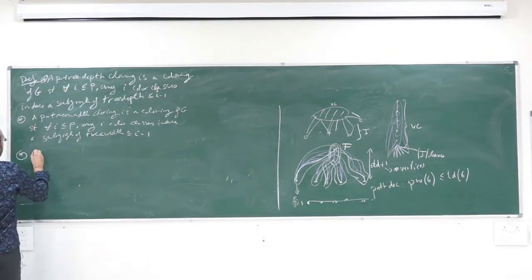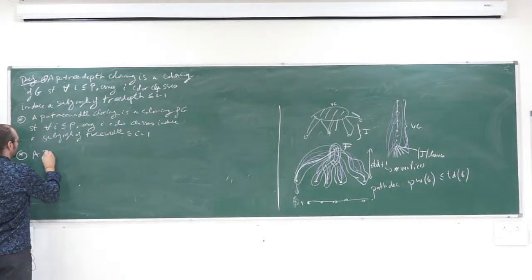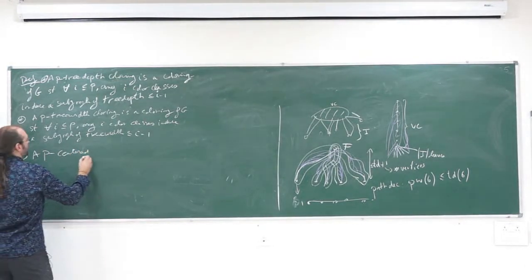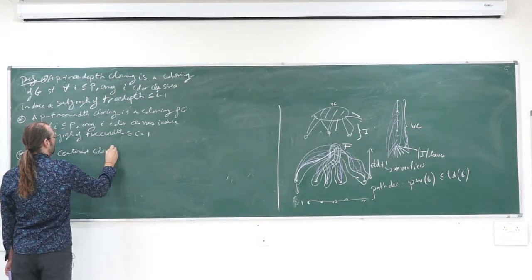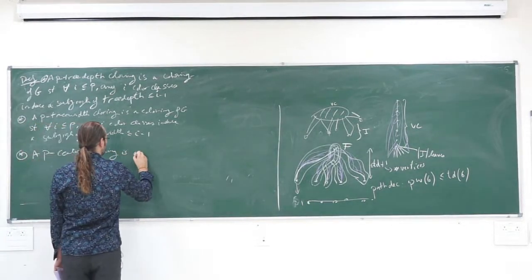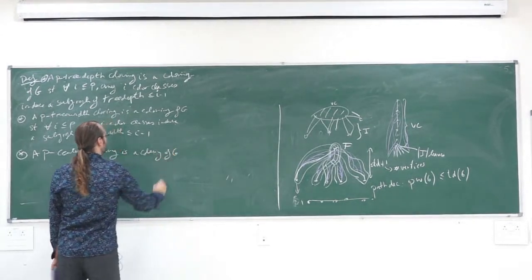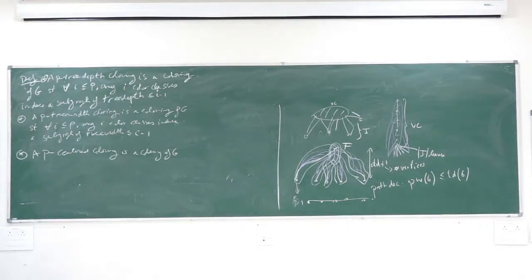And finally, there is another notion of colorings. It's called a p-centered coloring. In fact, what they will show is that on bounded expansion graph classes, these things are all equal in some sense. I mean, up to constants.